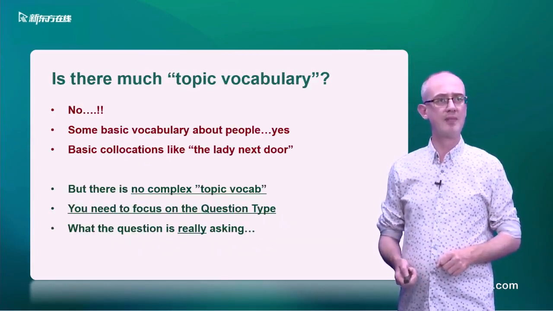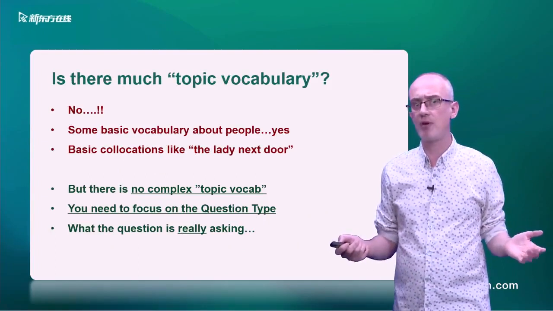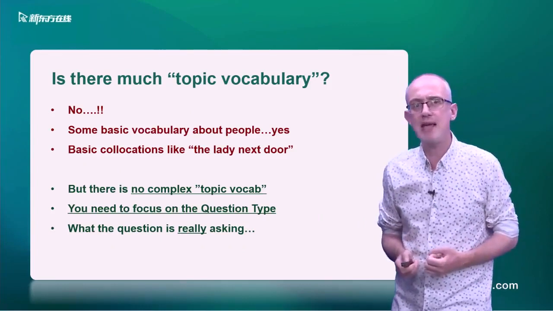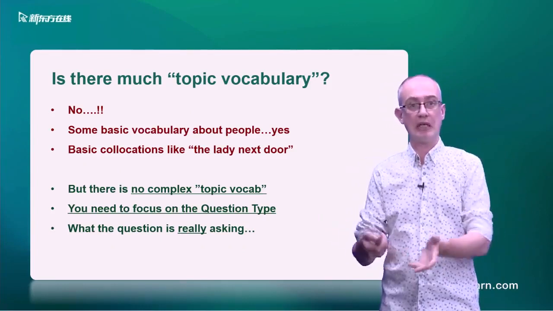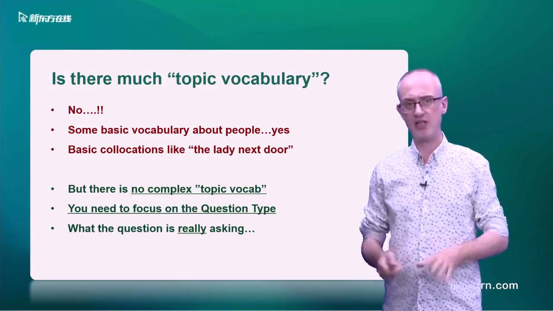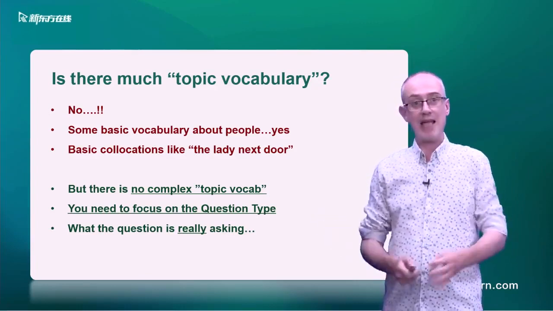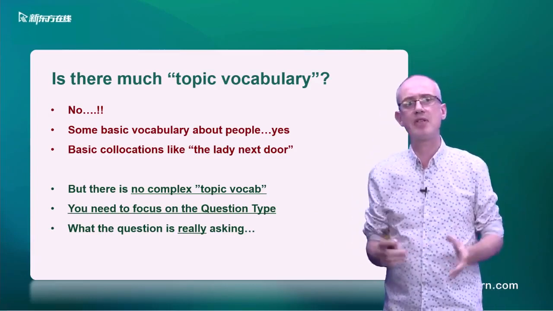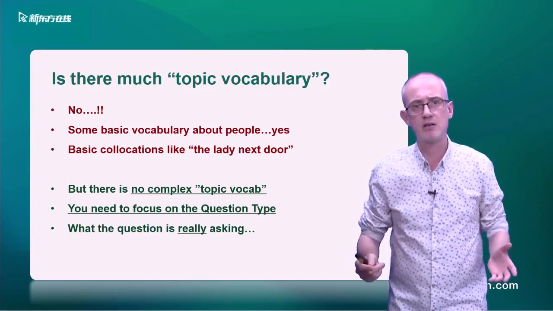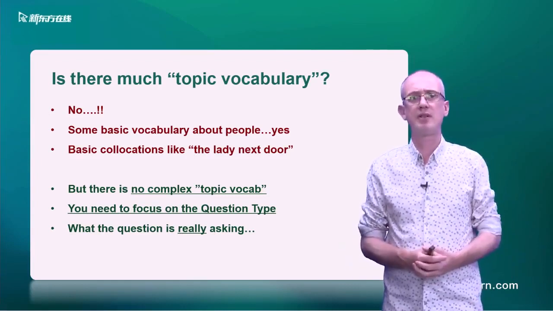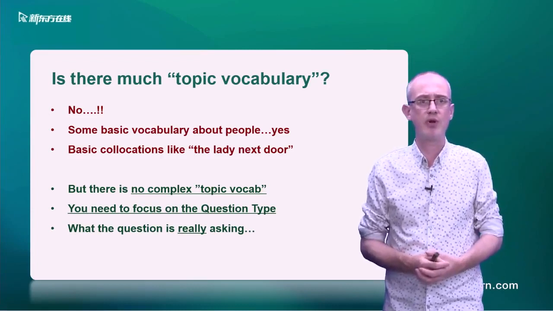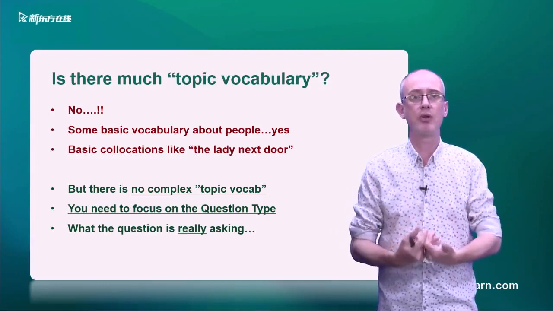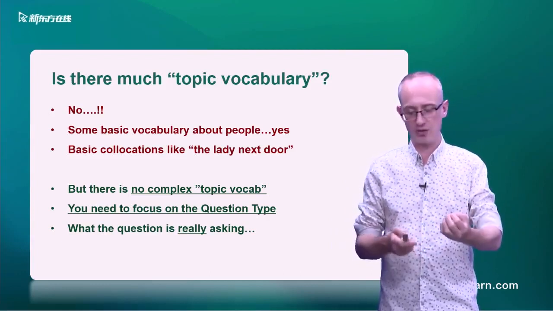So, is there much topic vocabulary about neighbours? No. There's some topic vocabulary about people, yes. Basic collocations, the lady next door. Is that complex topic vocabulary? Is the question really about neighbours? Oh no, you're going to get a question about neighbours in the next test. No. There's no vocabulary specific to neighbours, apart from maybe the word next door. It's all about how you put your language together. There's no complex topic vocabulary.